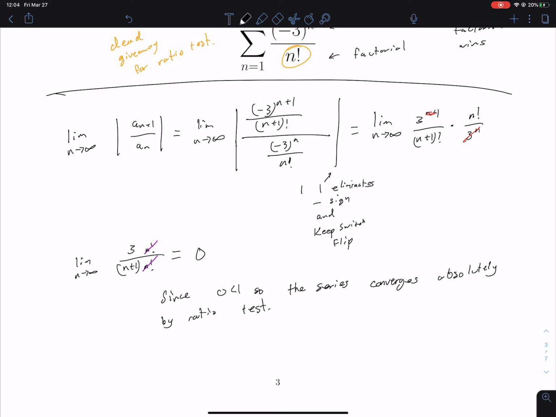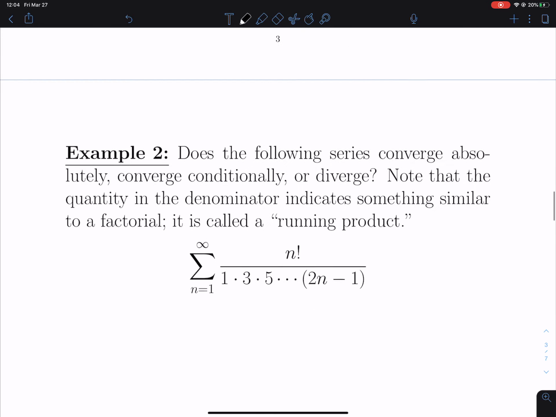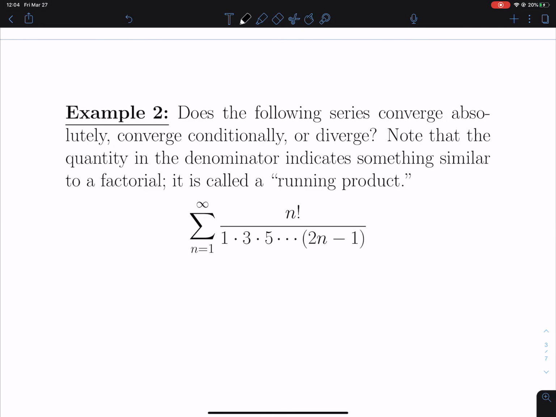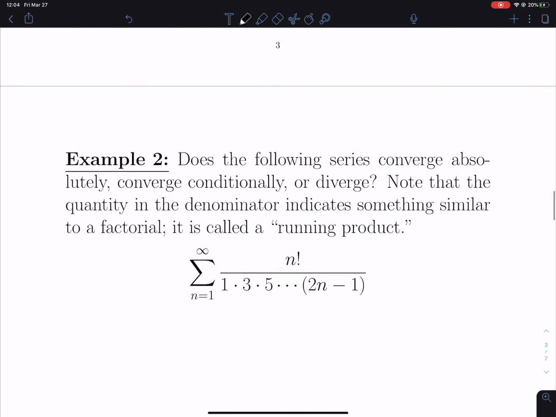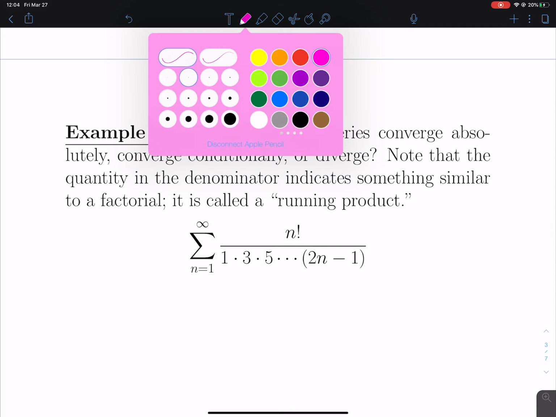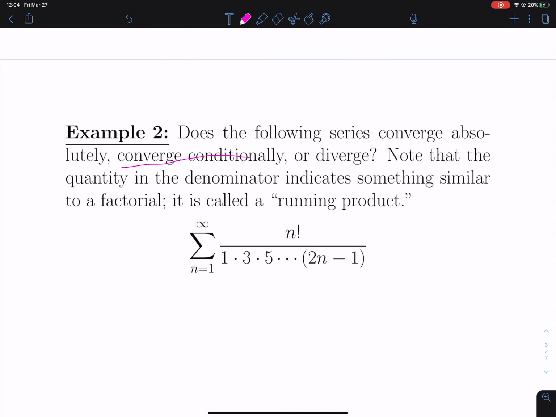Okay, so it converges absolutely by ratio tests. Does the following series converge absolutely, converge conditionally, or diverge? This one also said that. By the way, this piece, I was trying to underline, not erase.